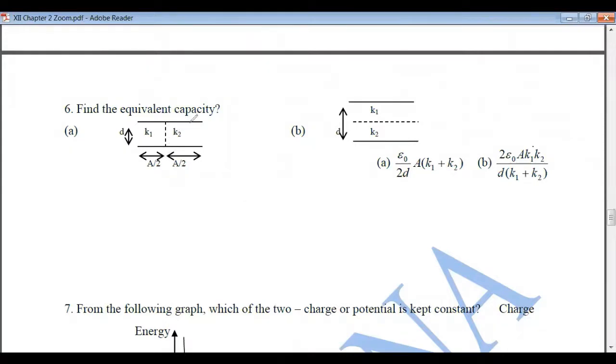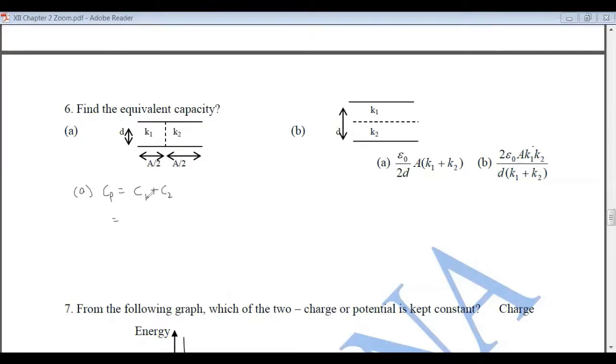So here we see that these two are connected in parallel. How will they be connected? Because these two are getting the same potential difference, the same voltage. Whenever the figure is given in this manner, these two will be connected in parallel. So the equivalent capacitance in figure A is equal to C1 plus C2.